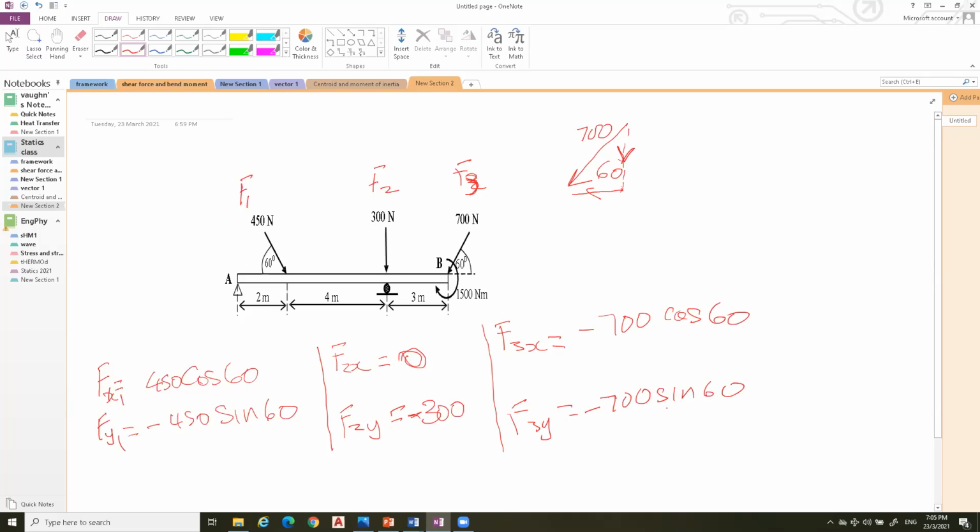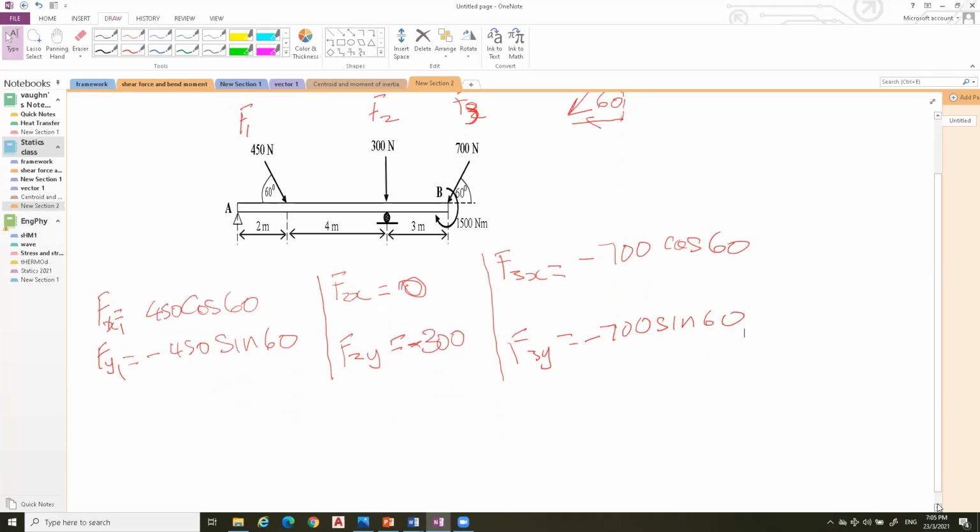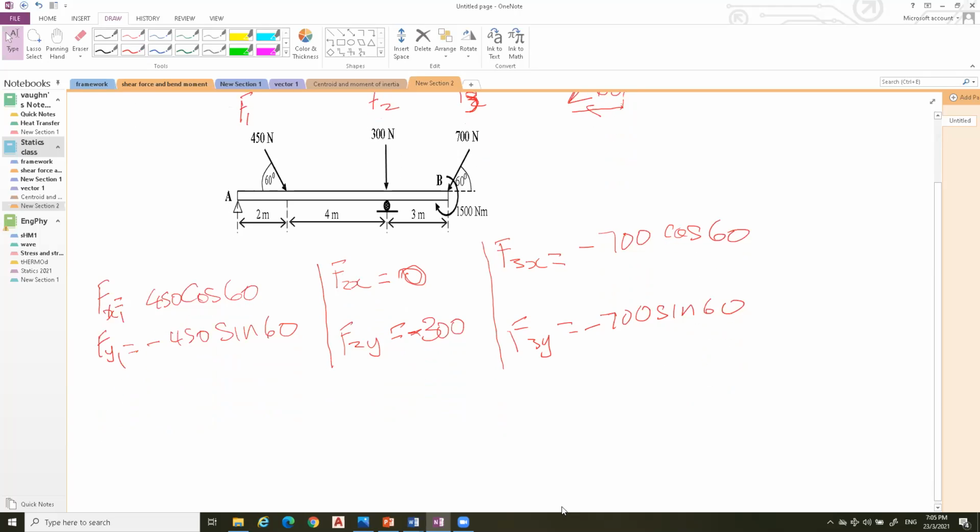Beautiful. So now that we have the components, we can take it a little further. We can go find some moments now. I'm going to play Dolly House with it now. So from convention, taking anti-clockwise as positive, sum of the moments, right? In the anti-clockwise direction is positive, sum of the moments, right?